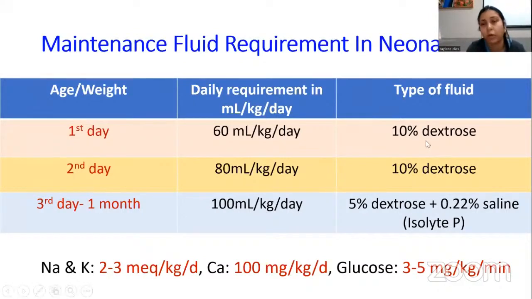Now, what type of fluid? You give 10% dextrose. This is because of the glycogen stores, to replenish that. And from the third day onwards, after the diuresis, you can add your 1/4 saline. So 5% dextrose plus 1/4 saline.